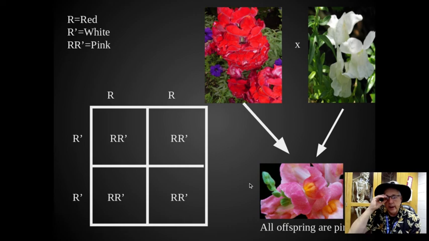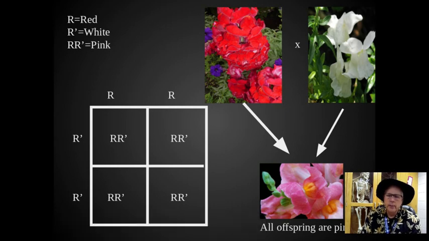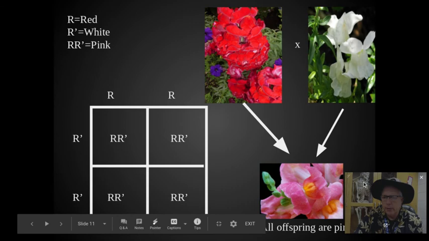So if you look at these guys, I've got a red and a white, and if I get them together, I don't have red, I don't have white, I get pink. Okay. So how does that work, and how do we set that up? So we have to do a Punnett square a little bit different.